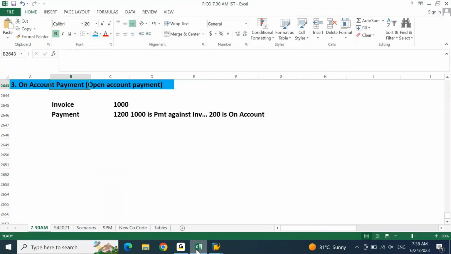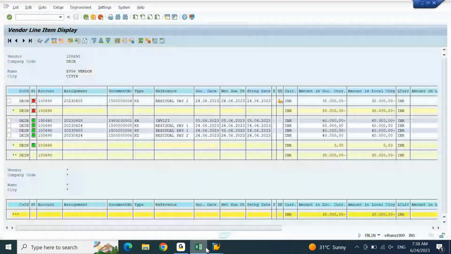This on account payment we will do in the next session. First you focus on the residual payment, then we will do on account payment. If you do residual payment, on account payment is similar. In residual payment there will be invoice amount plus balance amount. In the on account payment there is no invoice amount, it is only balance amount. Any questions?